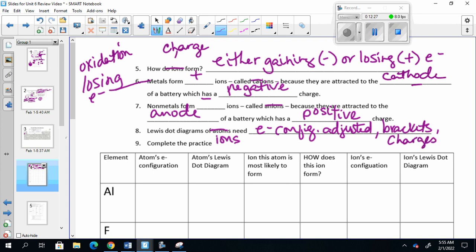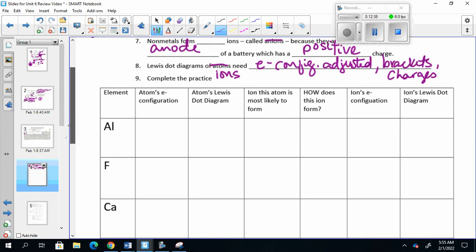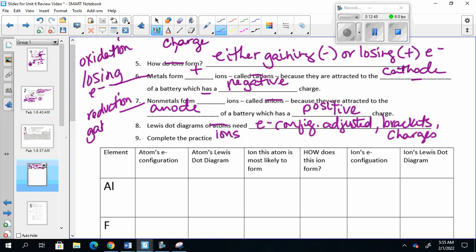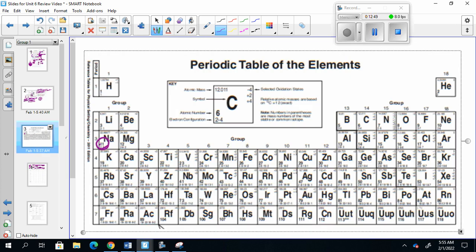So I always say A, B, C, D. Make sure you have the atoms, the brackets, the charges, and the dots. So we will go through and show that here. All right, and I'm also going to add that nonmetals do what's called reduction. They gain electrons. And I'm just going to show it on the periodic table.